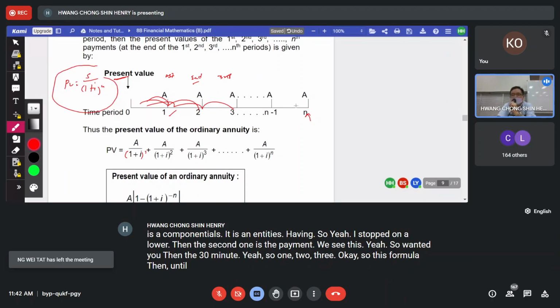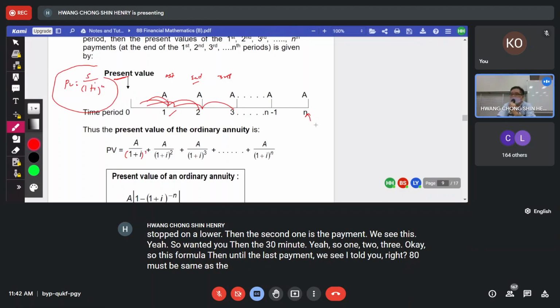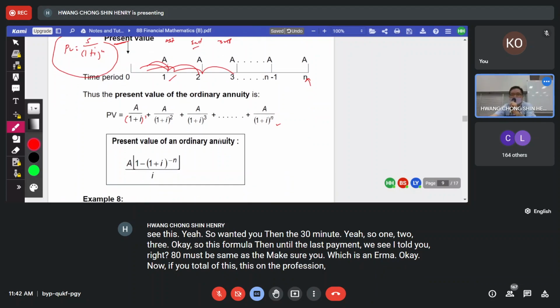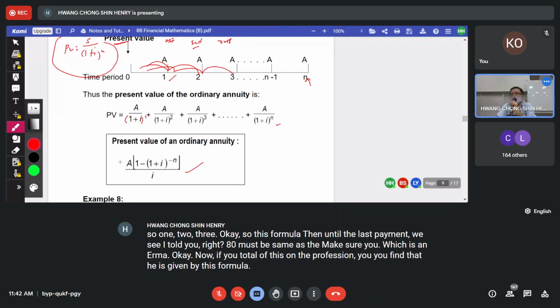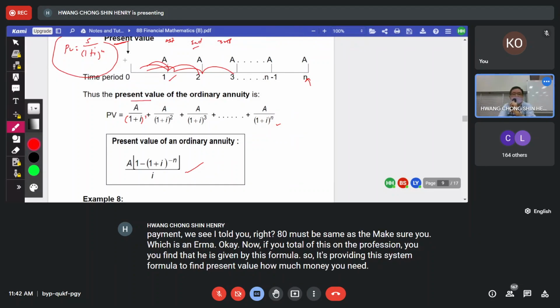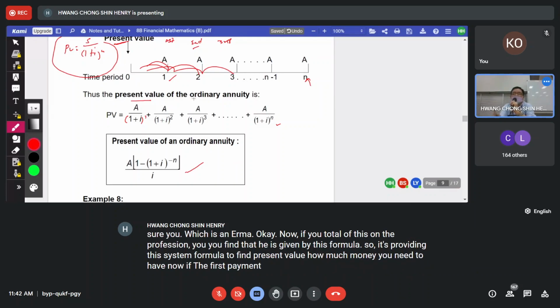Then until the last payment you receive, I told you, right? A here must be same as the mature value, which is your n. So A over 1 plus i power n. Now, if you total up this based on the progression, you find that the PV is given by this formula. You don't need to learn how to prove it, but it's proven this is the formula to find present value, how much money you need to have now, if the first payment you receive is late.